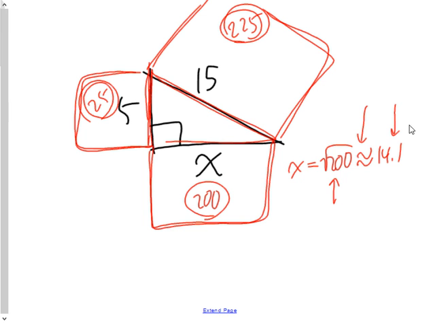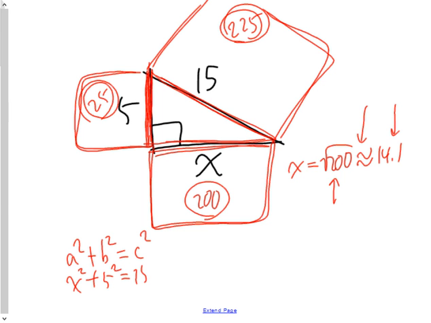And of course, the second way we could have done it is to write the theorem itself, a squared plus b squared equals c squared. Typically, this is A, this is B, and this is C, but it doesn't matter which one your A and B are. So I'm going to actually choose this to be my A and this to be my B, and I'll show you why. So x squared plus 5 squared equals 15 squared.